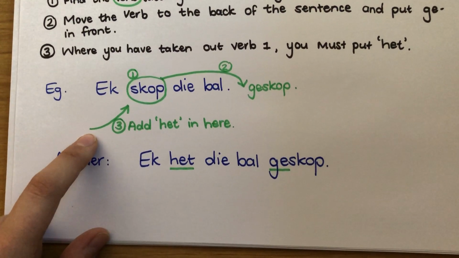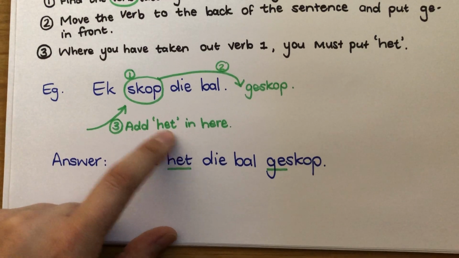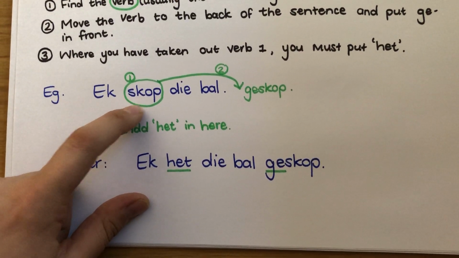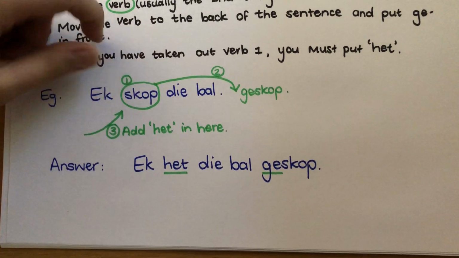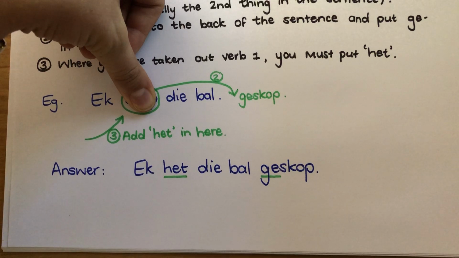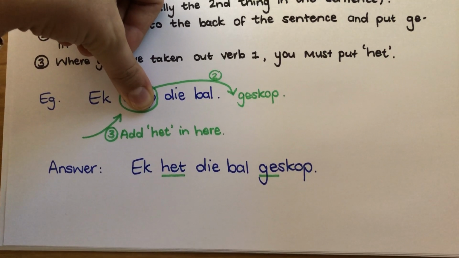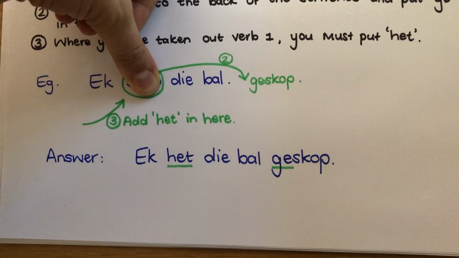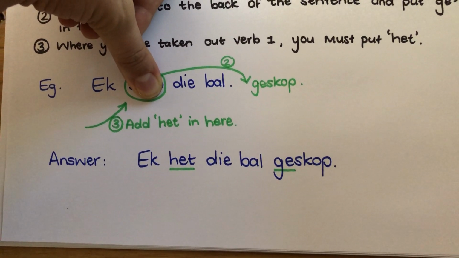Step 3 is where you put a het where you've taken out your first skop. Because now we've got something missing there. If we take out this word, we don't have something there, and that doesn't make any sense. So we need to add something as a placeholder for our verb. And we are going to add het, which means have or has.